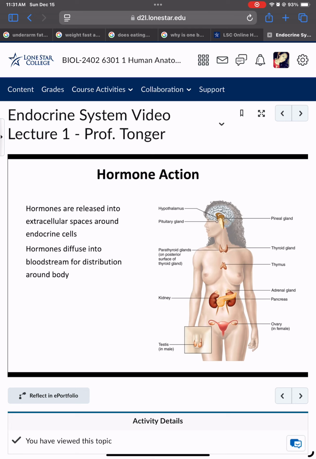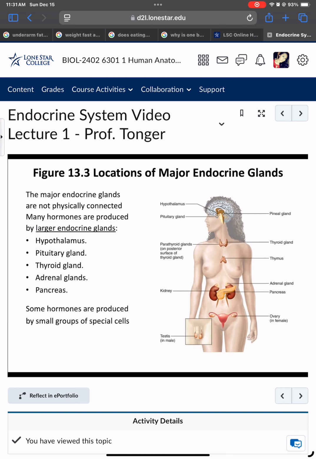There are basically 10 organs in the body that have hormone secretion as their primary function, and those include the hypothalamus, pituitary gland, thyroid gland, adrenal gland, and pancreas. Other than these, you also have the pineal gland, thymus, ovaries, and testes over here. Some hormones are produced by a small group of special cells in the body which are located randomly.